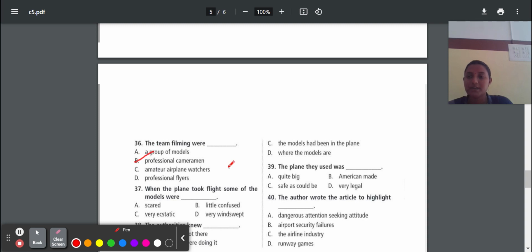Question number 37. When the plane took flight, some of the models were dash. Option A, scared. Option B, a little confused. Option C, very ecstatic. Option D, very windswept. Answer for the question 37 is option D, very windswept.